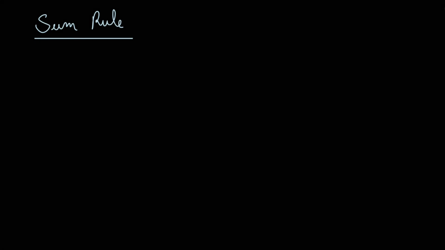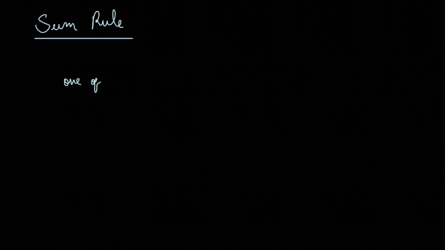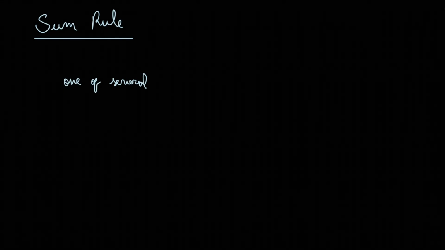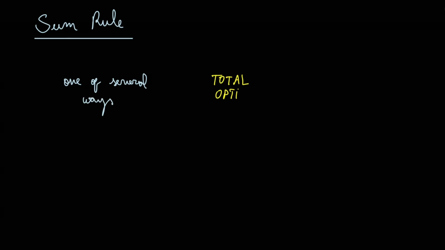The sum rule is one of the simplest ideas in combinatorics, but also a very powerful one. It answers this question: if a task can be done in one of several different ways, how many total options are there? The rule is, if one option gives m outcomes and a different non-overlapping option gives n outcomes, then the total number is m plus n.